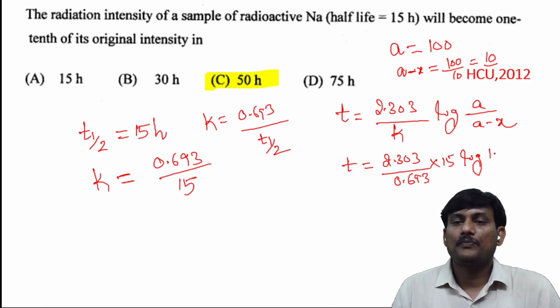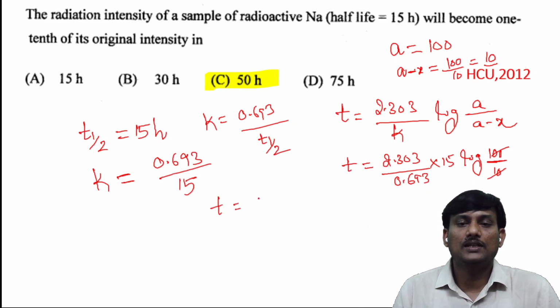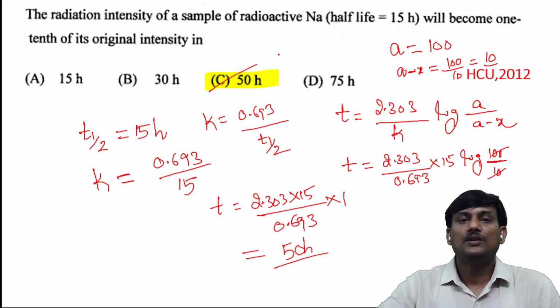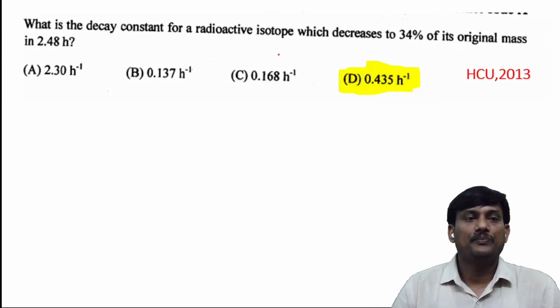Initial, how many sodiums are there? 100. It becomes 10. 1 by 10 means it becomes 10. So it will be 10 log 10. Log 10 is 1. So you will get 2.303 into 15 divided by 0.693. Log 10 is 1 into 1. So after simplification, you will get 15 hours. So C is the correct option.